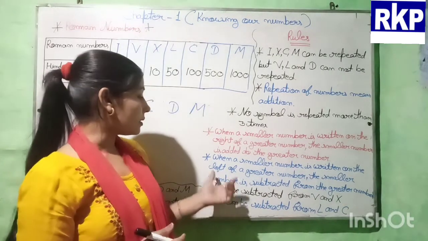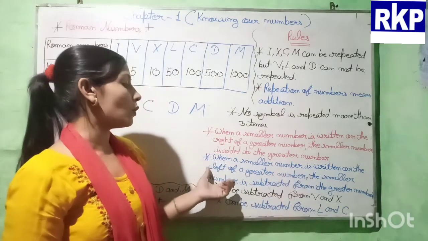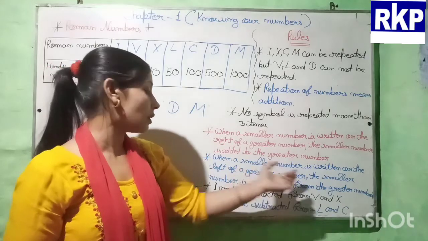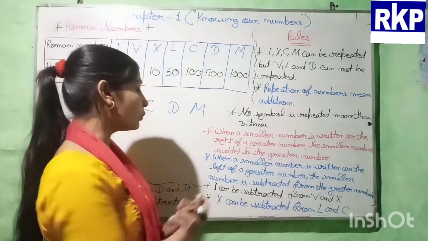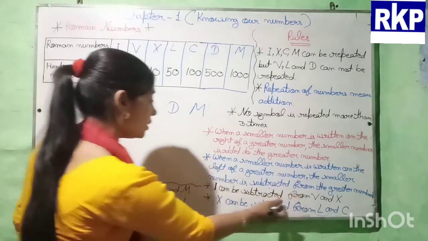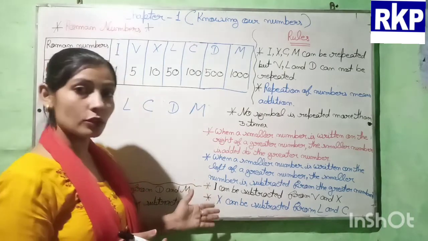Now students, let us see the next rule. When a smaller number is written on the left of a greater number, then the smaller number is subtracted from the greater number. And for this rule, these rules also we have to keep in our mind. Let us see these also.